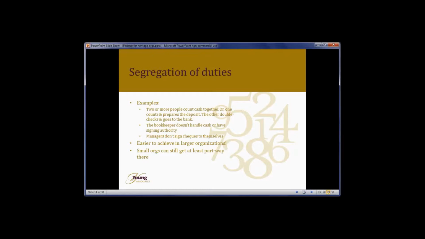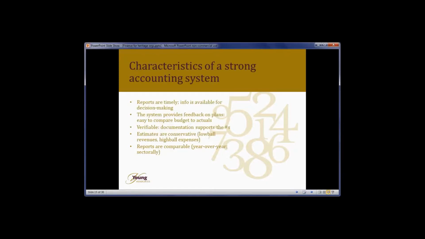Often, though, it's in the context of double-signed checks, so that there will be a staff person and a board member who double sign to each other, so there's always two parties involved in authorizing the release of funds. All of this stuff is obviously far easier to achieve in larger organizations, but small organizations can still get part of the way there, and it's really worth having a little bit of a think about.